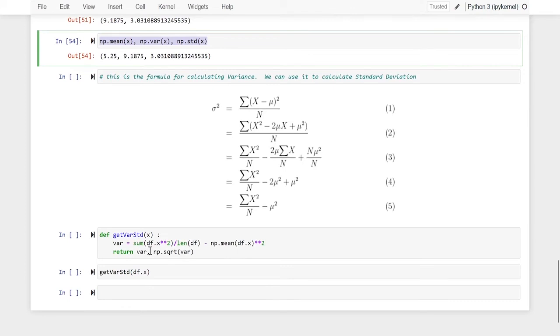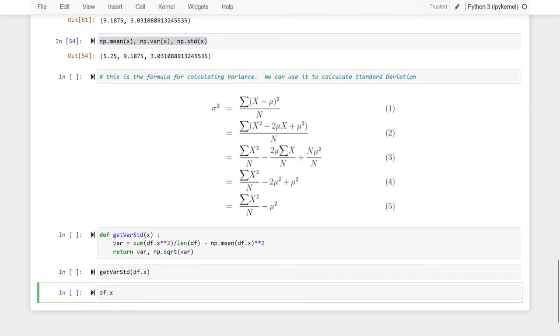See what we are doing here? Look, we are writing df of x square, that is the square, right? This piece, this piece, okay? Sum it. Done. Then what is it saying? Divide by n. Divide by n means what? Length of x or df, whatever, 4, right? Then what is it saying?